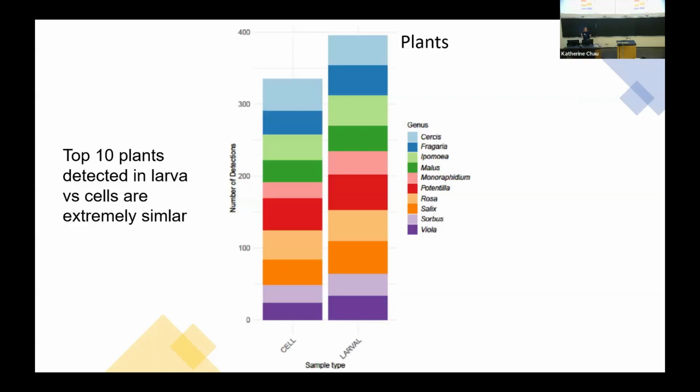Anyway, this is great because it means that we can pick up the main plants that are present in the bee homes from using the cell content and the larvae. I did do the plants, insects, fungi, and microbes, but I'm just going to focus on plants for time. But we are seeing a similar pattern across all of those different groups.